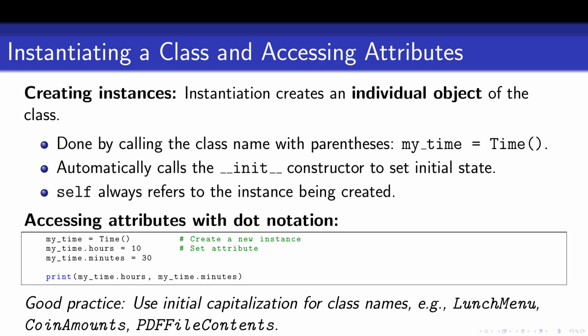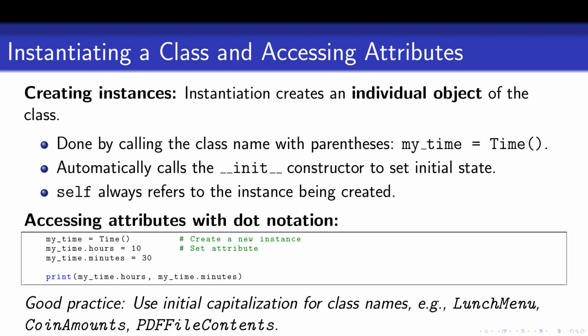Once you've defined a class and its attributes, you can create instances, individual objects based on that class. Instantiating a class is done by calling the class name with parentheses, just like a function. For example, my_time = Time() creates a new Time object. This automatically calls the __init__ method, which sets the initial values for that instance. You can then access or modify attributes using dot notation, such as my_time.hours = 10. Dot notation is also used to call methods associated with the object.